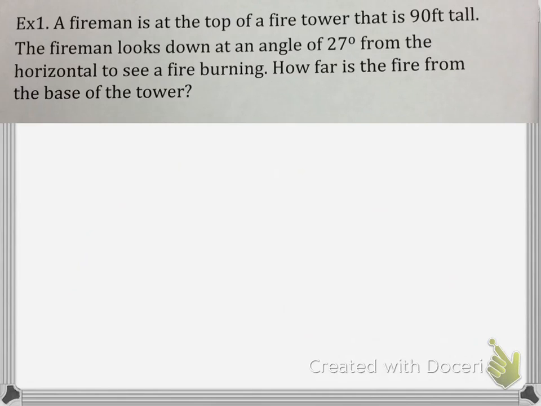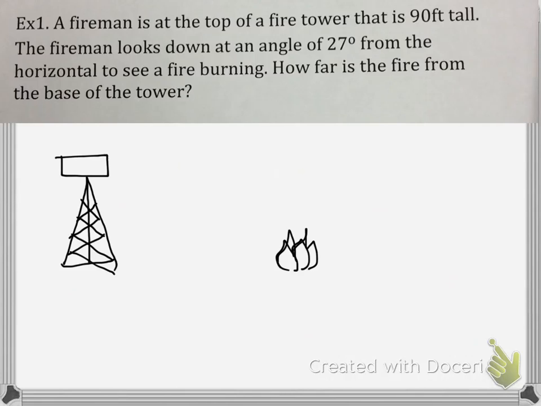Word problem number 1. A fireman is at the top of a fire tower that is 90 feet tall. The fireman looks down at an angle of 27 degrees from the horizontal to see a fire burning. How far is the fire from the base of the tower? You're probably wondering, what's a fire tower? Well, there could be towers on campsites that observe campfires and keep a lookout. But there's my fire tower. Impressive, I know. Over here, we have our fire. Oh no, flames. Okay, fire.